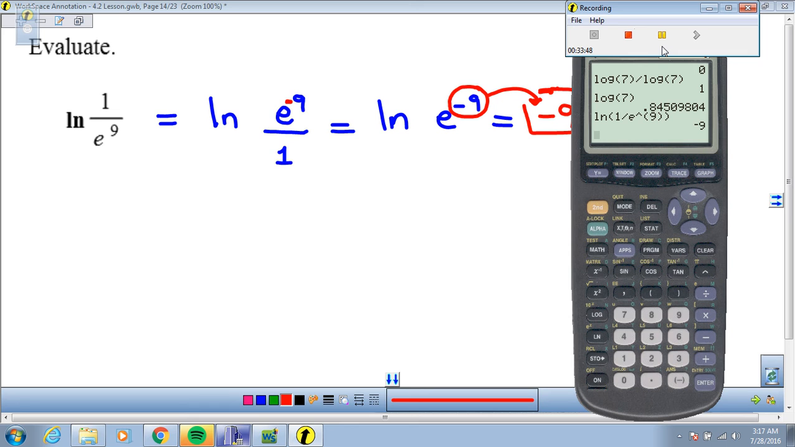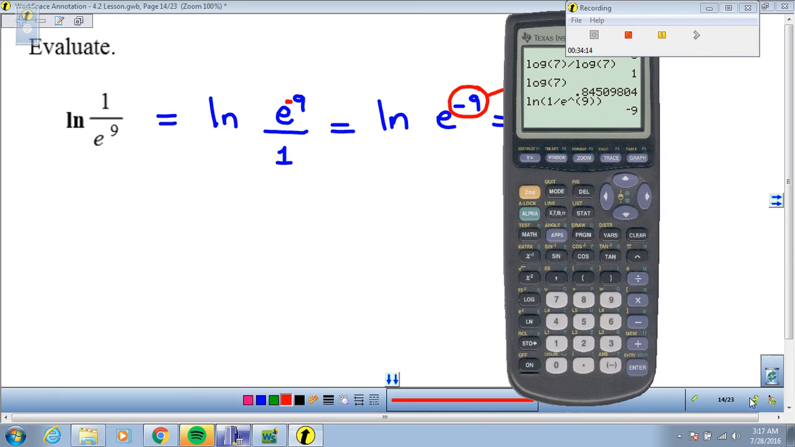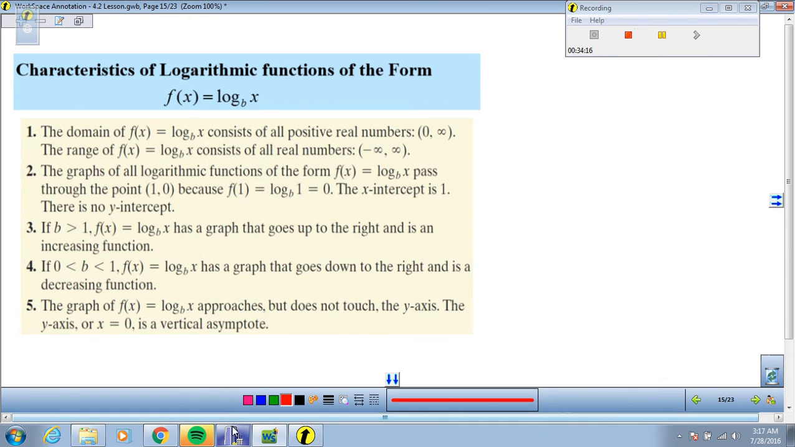Yeah, so what I was saying is that the ln, where do you find it? Right here, under the log. And you enter it just the way that you saw me enter it. 1 divided by e to the 9th, and you see how the answer was still the same thing as I got without the calculator. Okay. So, moving on to something else.